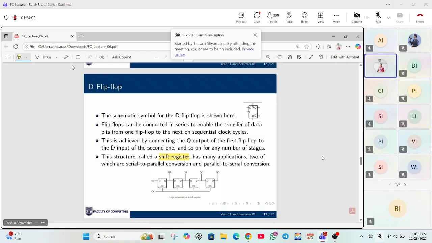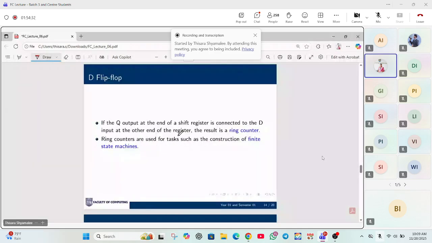This is a sample image of the shift register. You can see in this shift register, D flip-flops are connected together. These are the D flip-flops, and these flip-flops connected together become the shift register. And then if the Q output at the end of the shift register is connected to the D input at the other end of the register, the result is a ring counter.